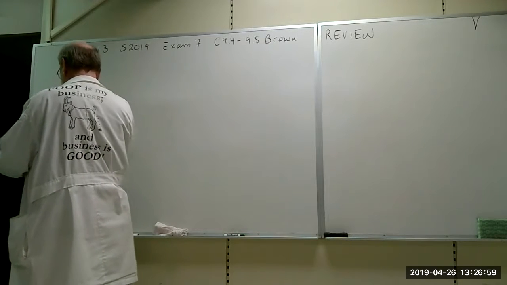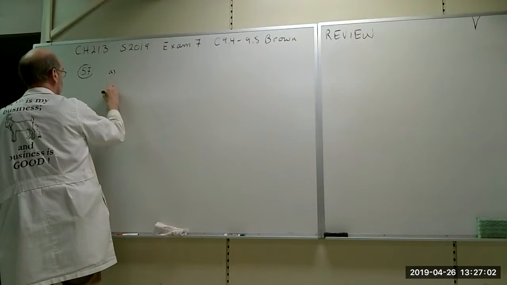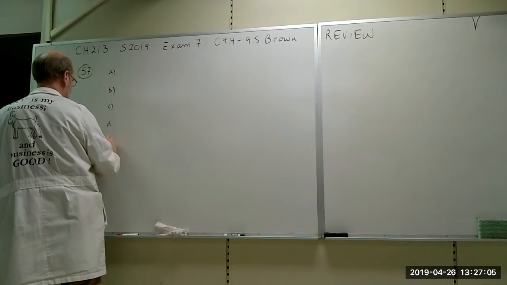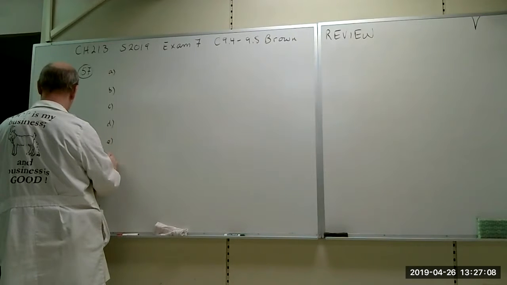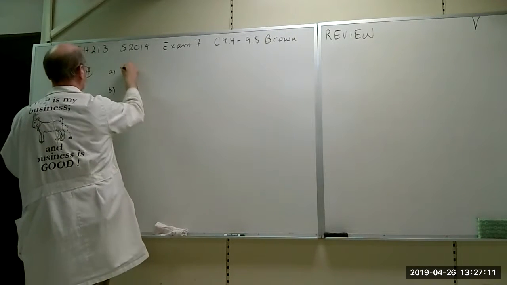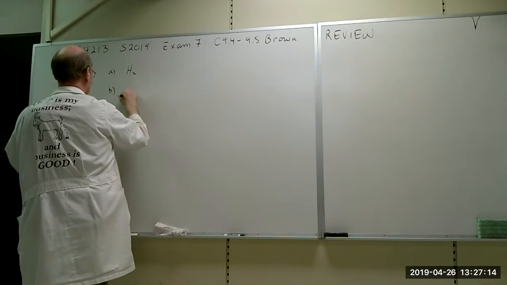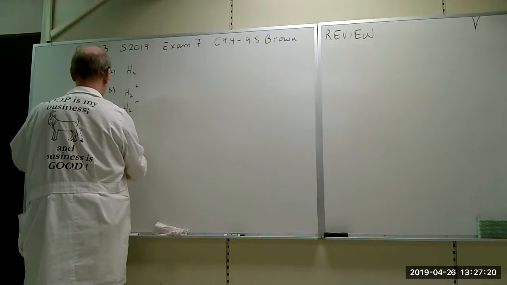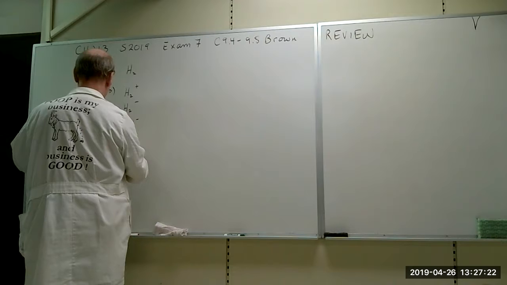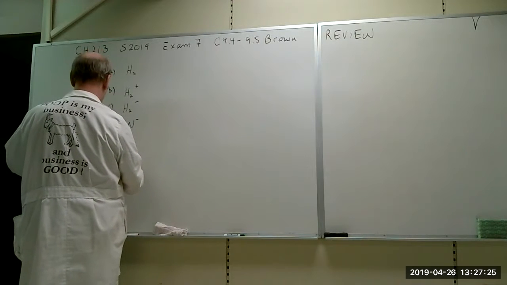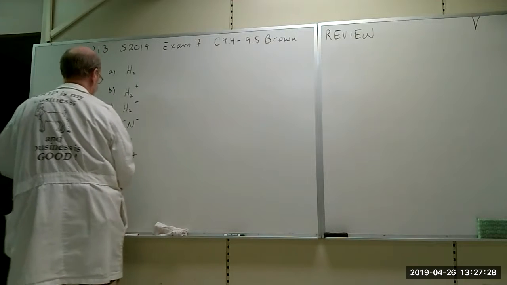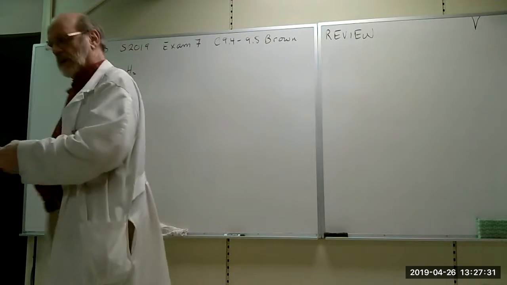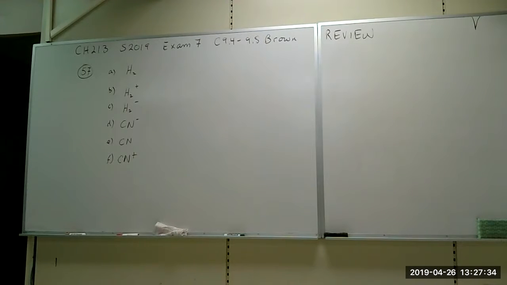Give the bond order for each of the following. Okay, so we got A, B, C, D, E, and F. This one is dihydrogen. This one is that one. This one is that one. Then we have cyanide ion, cyanide molecule, cyanide cation. Okay, let me see. This is a fair question. That looks kind of difficult. My explanation works.